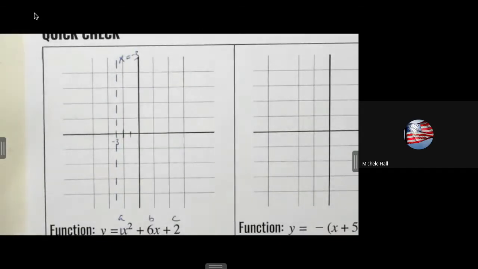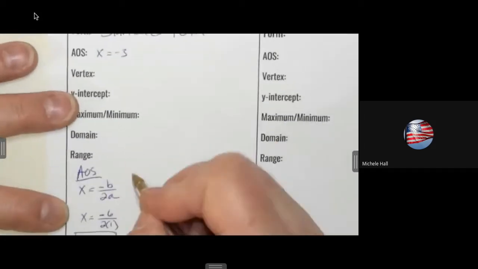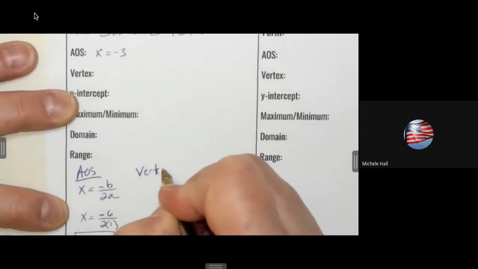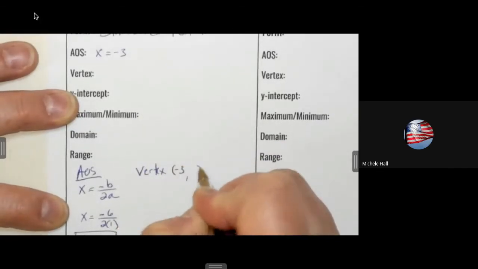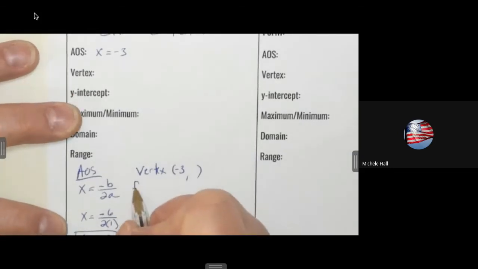I know the parabola lands on the AOS because it splits it in half. The next thing I'd want to look for is my vertex. And I already know that X is negative 3 on the vertex. It lands on the AOS. I already know that. So if I take my negative 3 and I substitute it into the function, it's going to tell me what that y value is that I need.